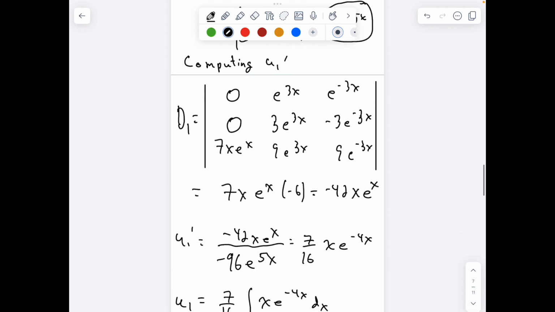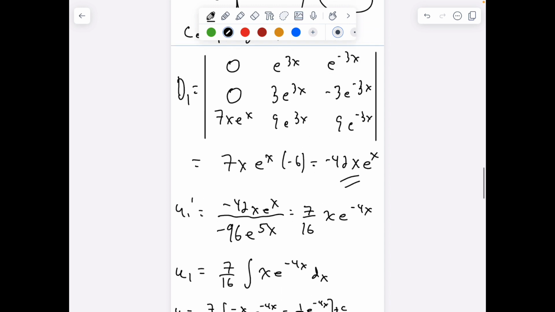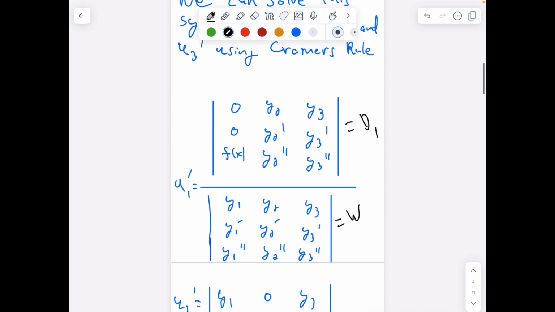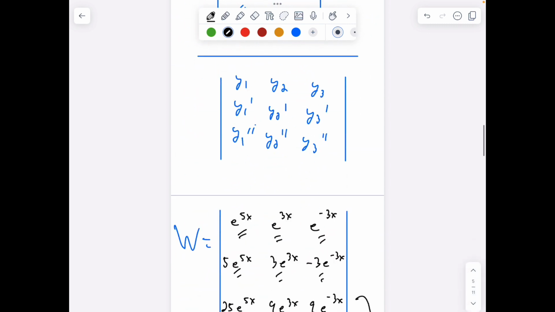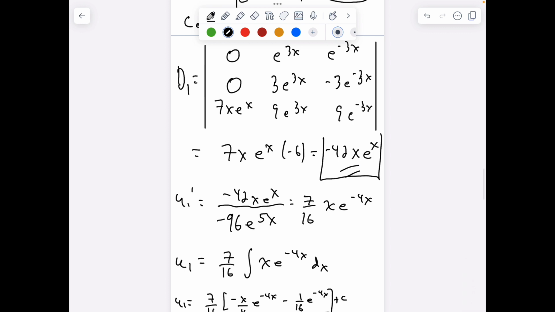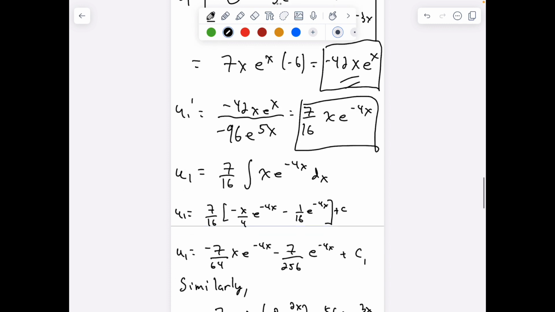And then similarly, if you take the determinant d1, you would get this. And d1 here, sorry, I don't know if I noted that. That's just the determinant of this right here. That's what I'm calling d1. Okay. So I took d1, and that came out to be minus 42x e to the x. And all you do is you take your results and you simplify, and this comes out to be 7/16 x e to the minus 4x. And you would go ahead and integrate that.